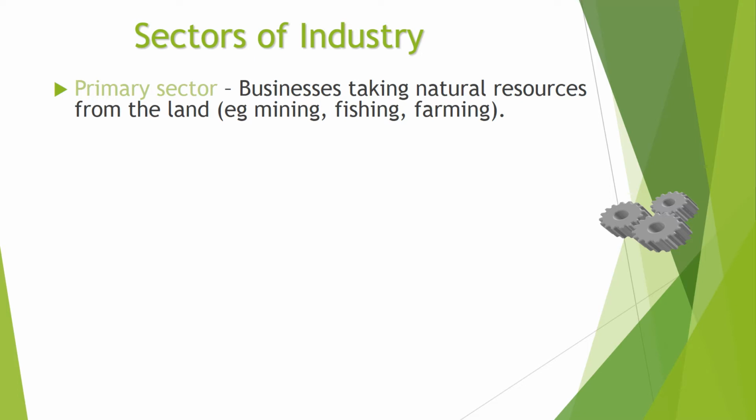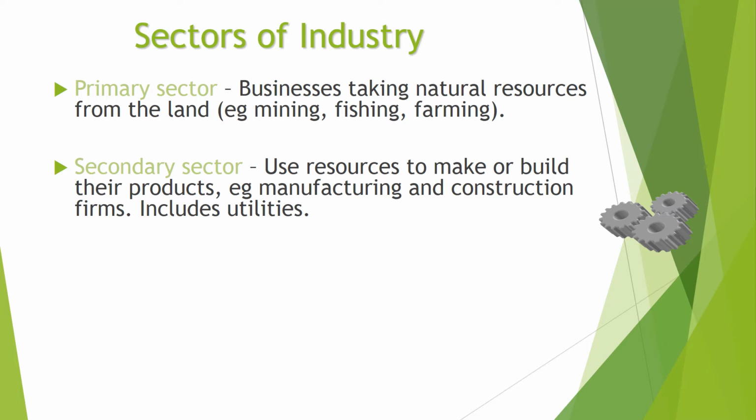So you're starting off in the primary sector, and these are organisations or businesses that are taking the natural resources from the land. For example, mining, coal mining, diamond mining, anything you're getting naturally from the land through mining, fishing, farming. These are all examples of the primary sector. The business involved in that sector is taking natural resources from the land. The secondary sector is where you're using these resources that you've taken to produce or build something, manufacture something.